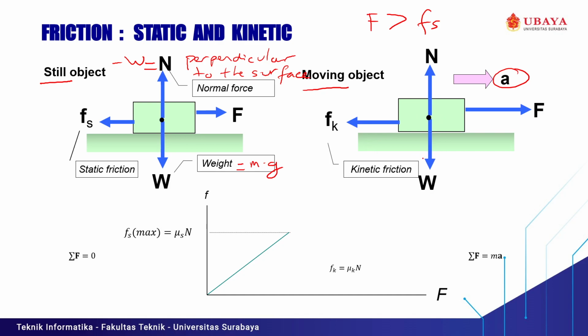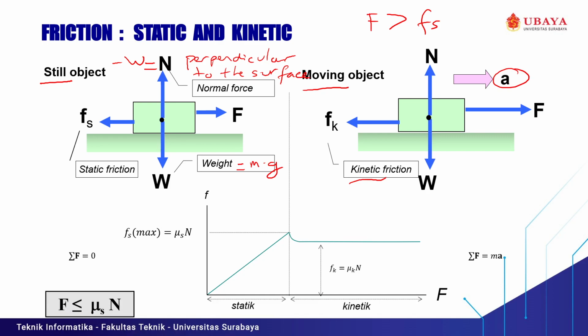If the object is moving, then we will observe Fk. It's no longer Fs, but we observe Fk, which is the kinetic friction. The object will move with a constant acceleration of a. So first we must check if our force F is greater than Fs or not. I must go back to the previous slide.